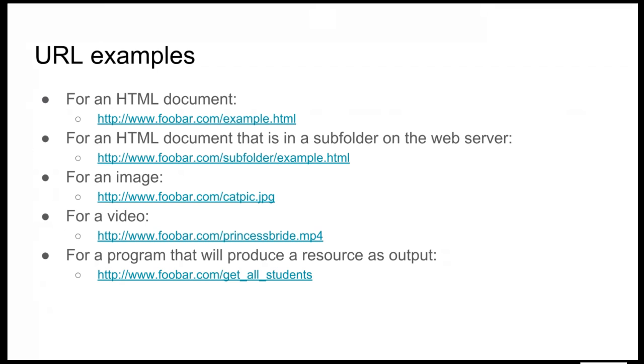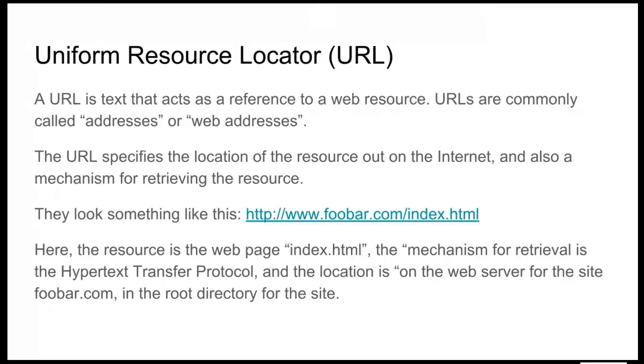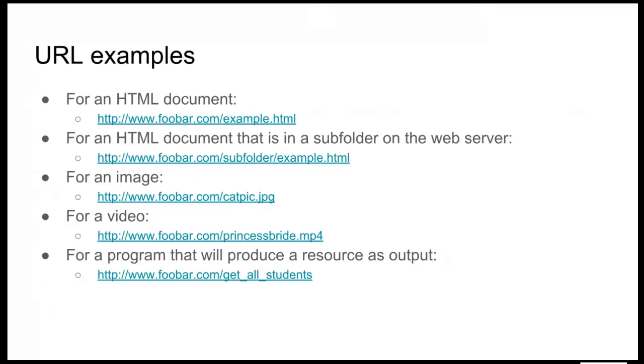If you go back to URL, it's a reference to a web resource. It shows what the resource is, how to retrieve it, and where it is. So all four of these examples show what the resource is, either the HTML document, the JPEG, the MP4, or a computer program, and it shows how to get it, where it is.